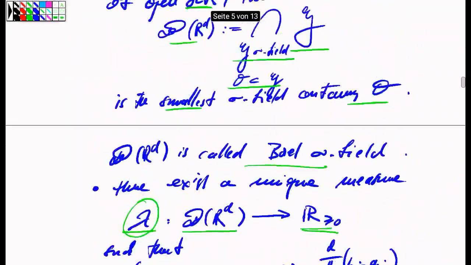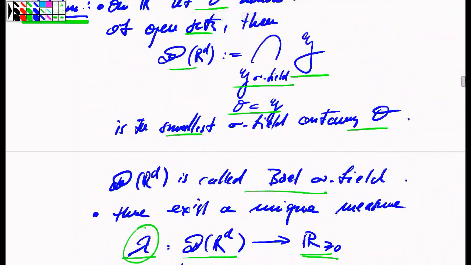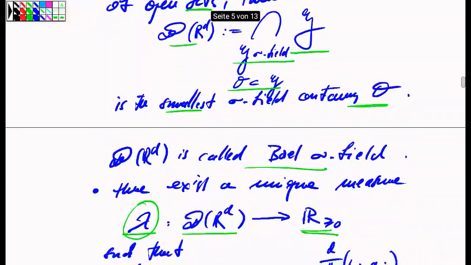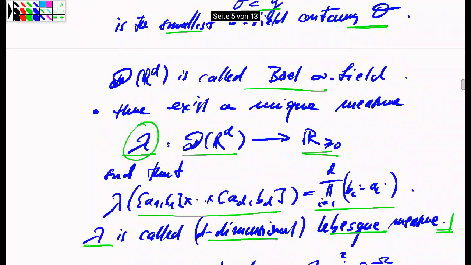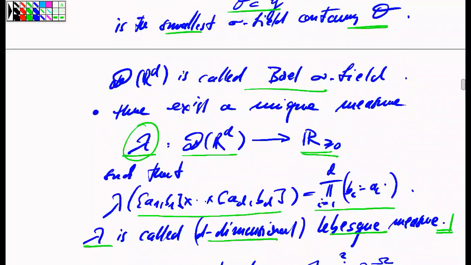So again, let me say it again. On Euclidean space, we can think of the smallest sigma algebra that contains all open sets. This smallest sigma algebra is uniquely determined, and it is constructed, for instance, by taking the intersection of all sigma algebras that contain the open sets. Then there is a unique measure, so a unique sigma additive function, which generalizes the concept of volume to these generalized open sets as follows.